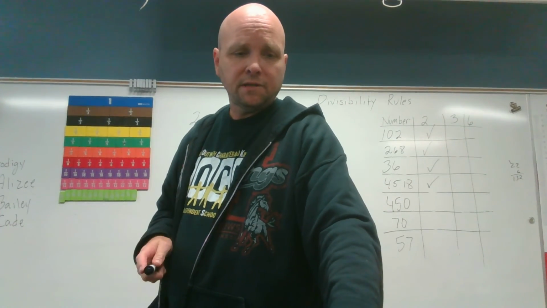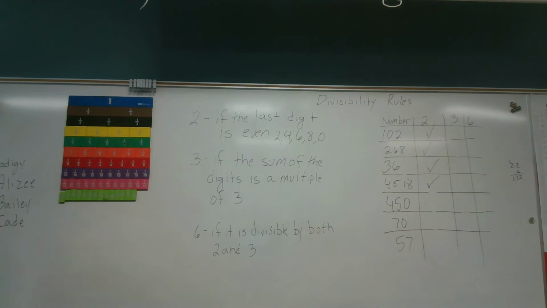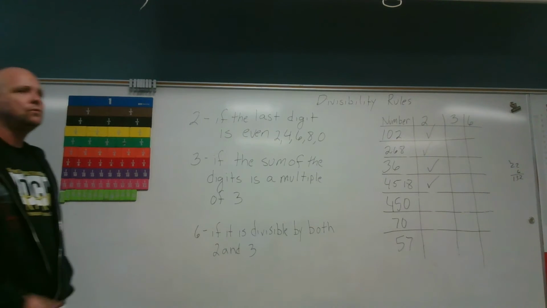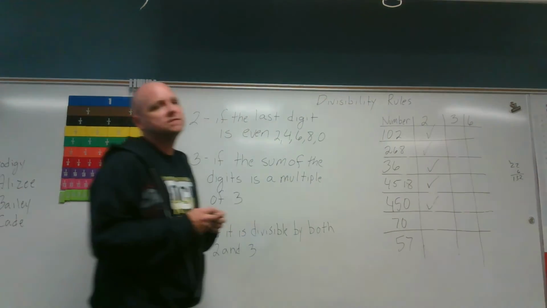And again, those of you answering questions get to put a camp point up when we're done. Matthew, are there any others up there that are divisible by 2? 70. 70, and how do you know? Because 0 is an even number. The last digit is even.